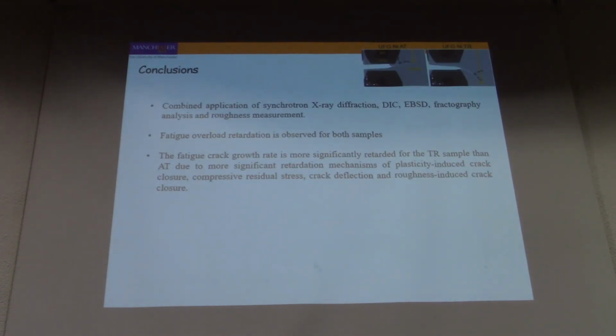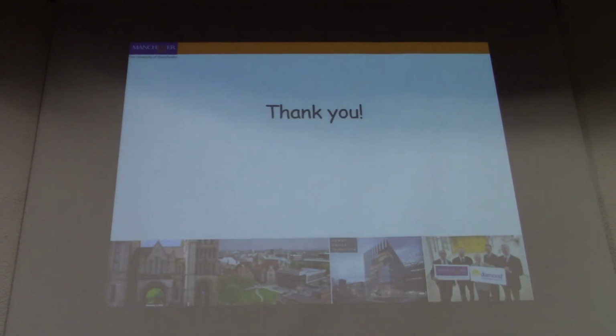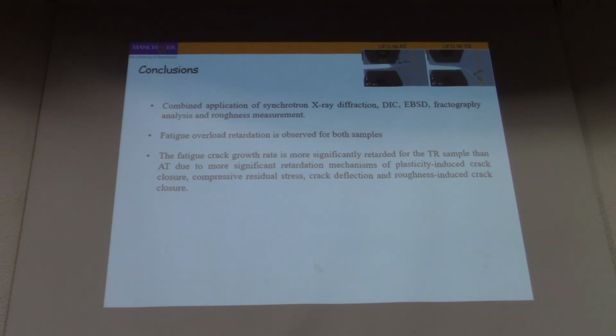So this is the conclusion. Fatigue overload retardation is observed for both samples, but for the TR case it is more retarded because of the more significant plasticity-induced crack closure, compared with residual stress and crack deflection and roughness.